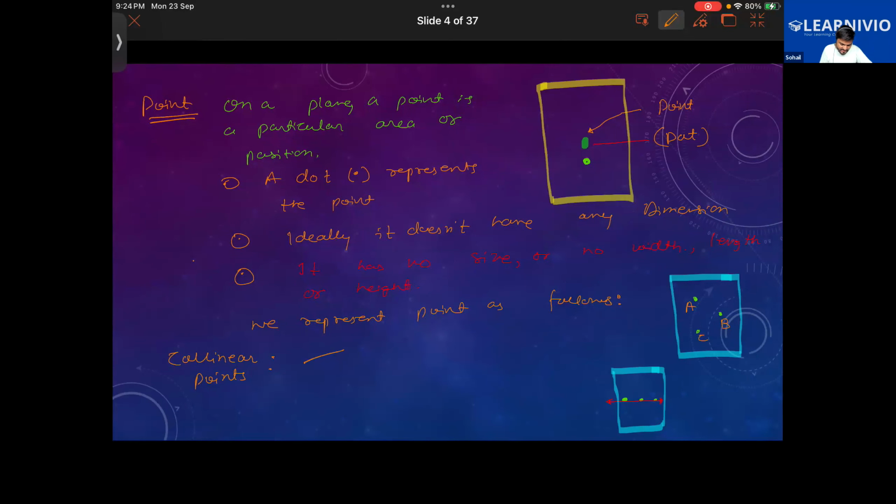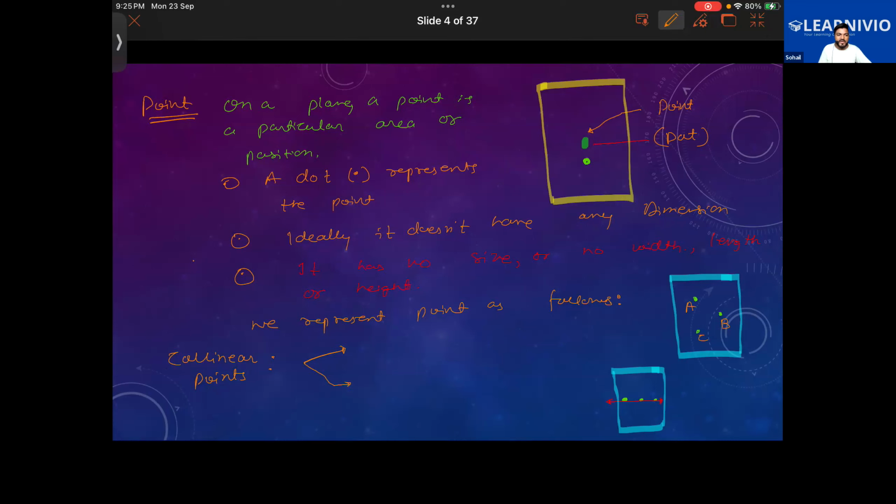The term collinear comes from the Latin word. If there are any dots in a straight line, they are called collinear points. Exactly. But it has to be three or more than three points. What if it's two? Then it will not be called collinear. It has to be at least three.